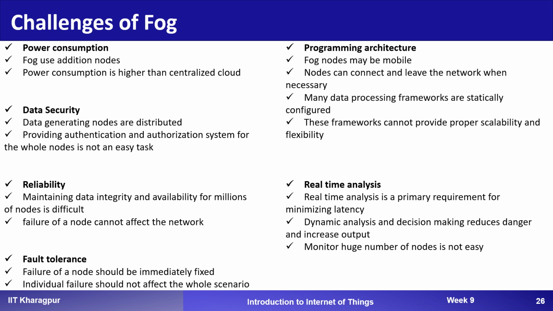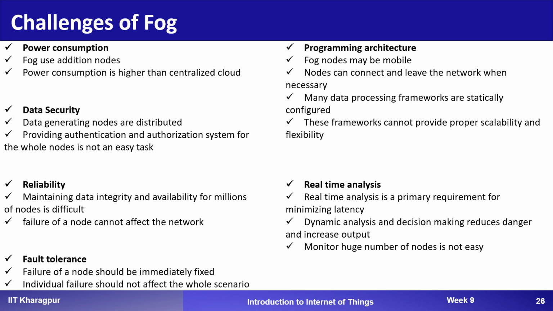So basically, these fog nodes are resource constrained devices. They cannot provide as much security as can be provided by your cloud, because they cannot run those heavy, computationally intensive security algorithms which can be performed by cloud computing.